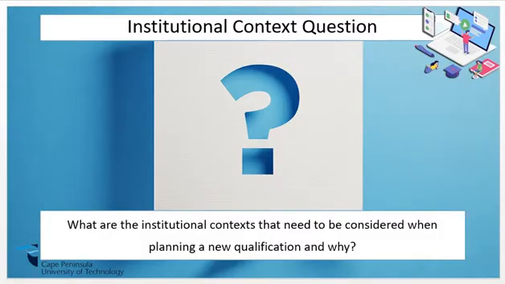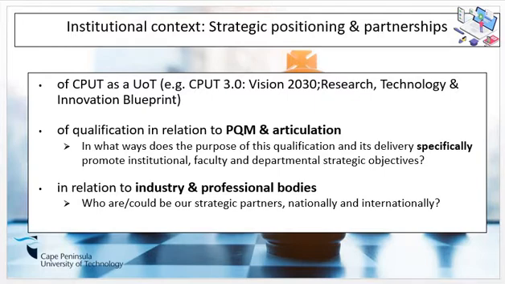The fourth context, the institutional context, we need to consider when planning a new qualification or a learning program. So, in terms of our strategic positioning as a University of Technology and partnerships, what are the institutional policies that need to be considered? What is our strategic position and partnerships? What are the institutional policies such as Vision 2020-2030, the RTI blueprint, our vision and mission?